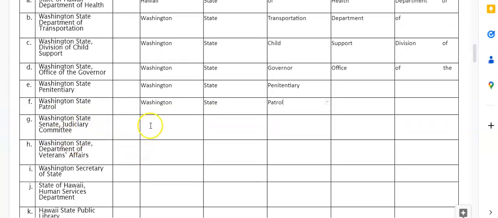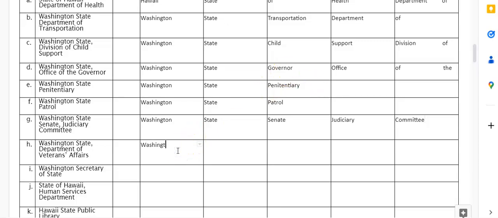Okay, next we have Washington State Senate Judiciary Committee. So Washington is still the name of the state. Senate's going to be after State. And then the name of the committee is Judiciary. So that's our next unit. And then we have Committee.